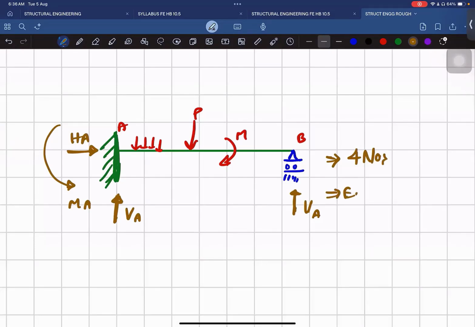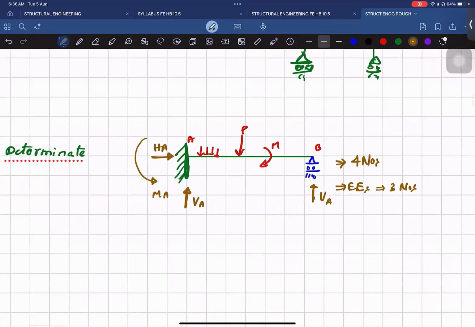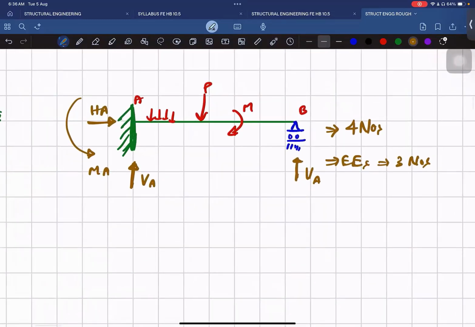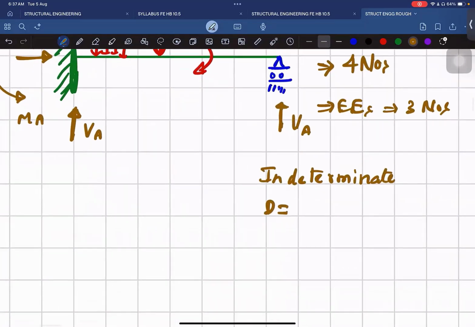But how many equilibrium equations do we have? 3, always 3 in the 2D case. So can we find all the 4 reactions or can't we? We can only find 3 reactions. So we cannot find all 4, right? That's why we call it an indeterminate structure. The degree of indeterminacy of a structure is the number of reactions which we cannot find with the available equations. Here, how many can we not find? Just 1. Then we say the degree of static indeterminacy is 1.